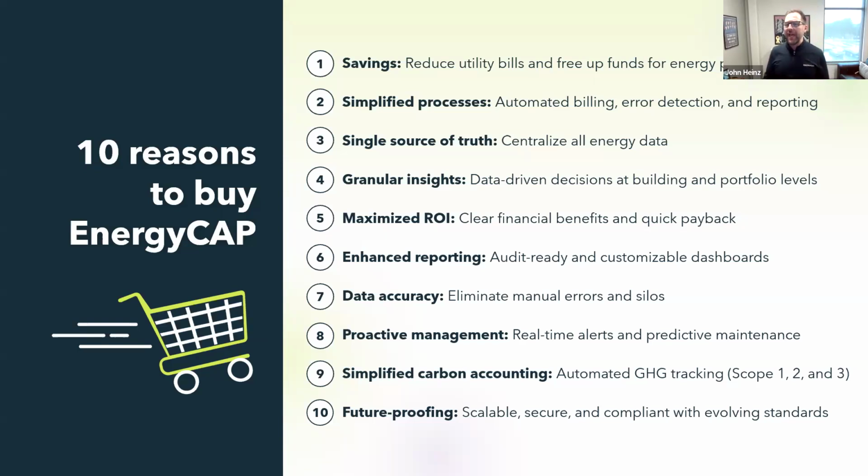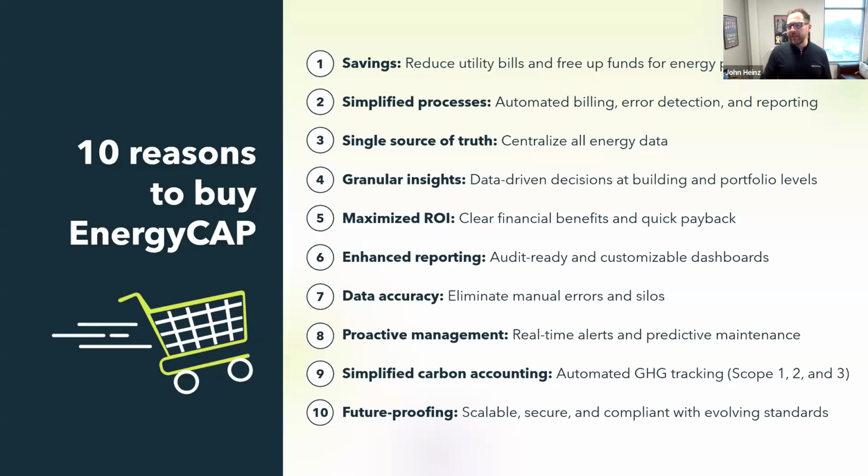Number seven is data accuracy. So this is insurance that data is accurate, it's financial grade. There's error checking and QA processes built in. So you can have some confidence that what you're reporting on is accurate.